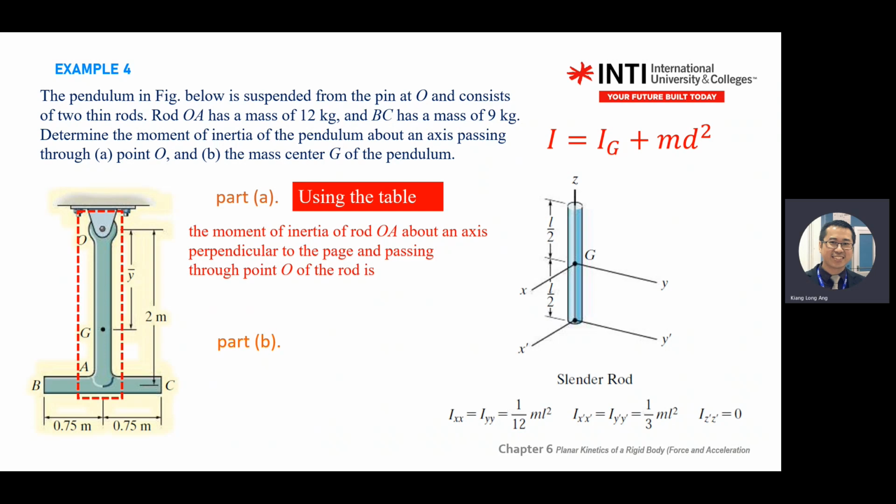The first one asks you for what? Point O. You need to calculate the moment of inertia from point O. Where is point O? Refer to the diagram. Here, not here. Here is G. The first part asks you to refer to O, not G. So refer to O. O is at the end of the rod, so you use X prime, Y prime for your IG. Make sense?